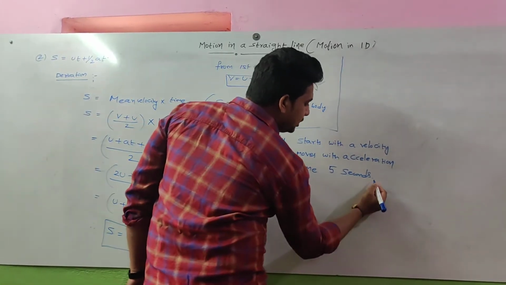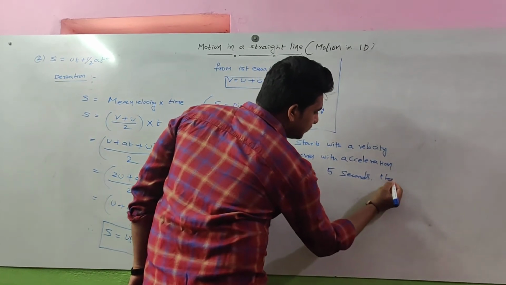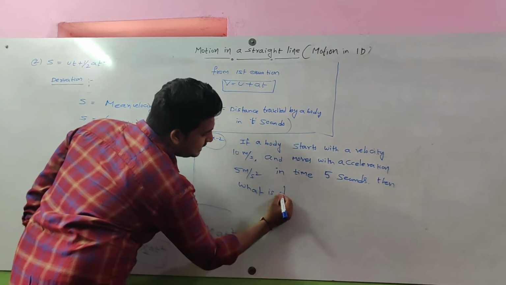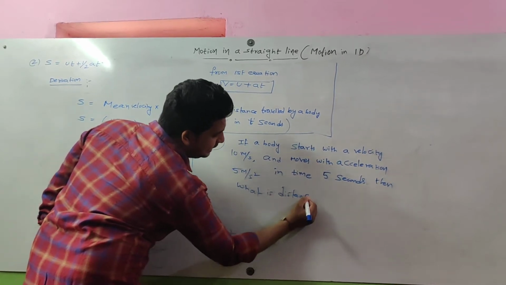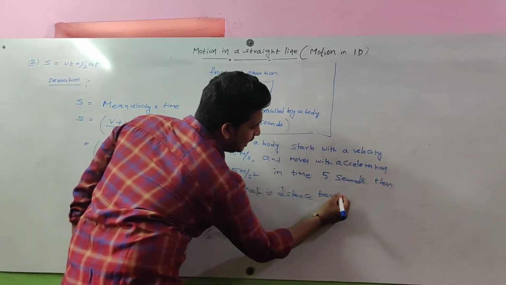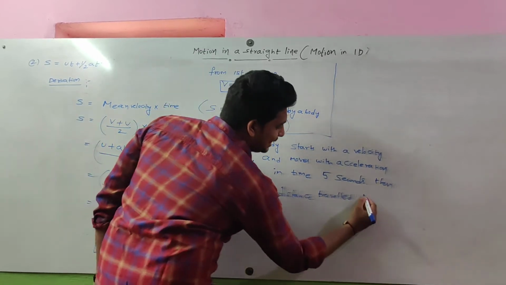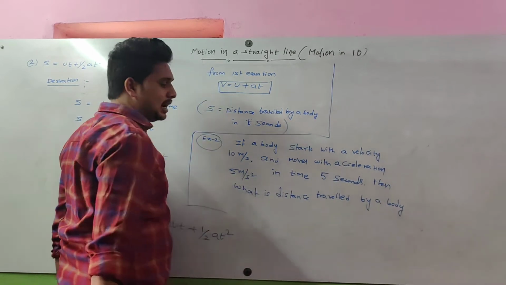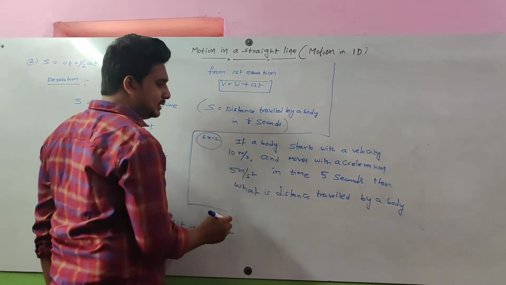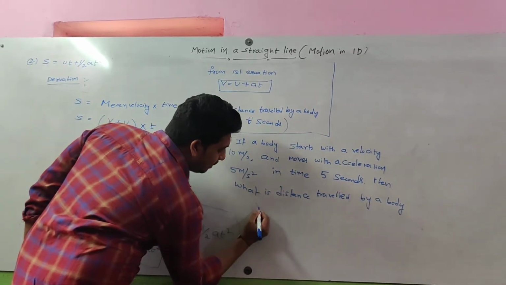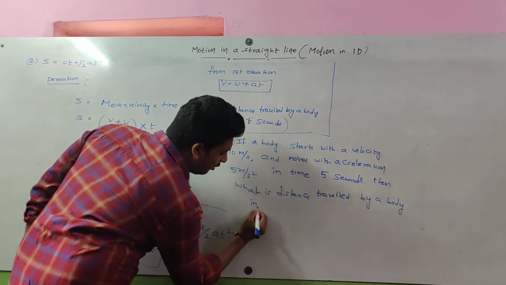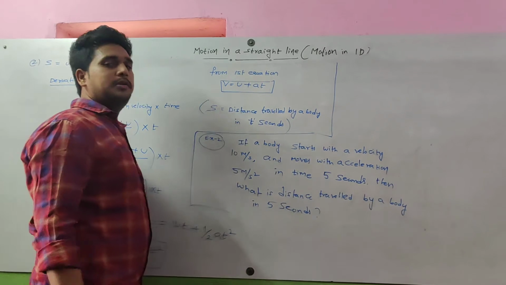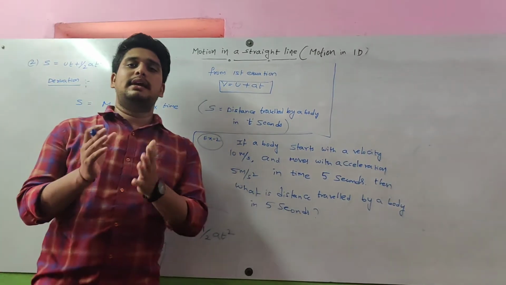So what do we need to find in the question? What is the distance traveled by the body in 5 seconds? What is the distance traveled by the body in 5 seconds? So what is given in the question?